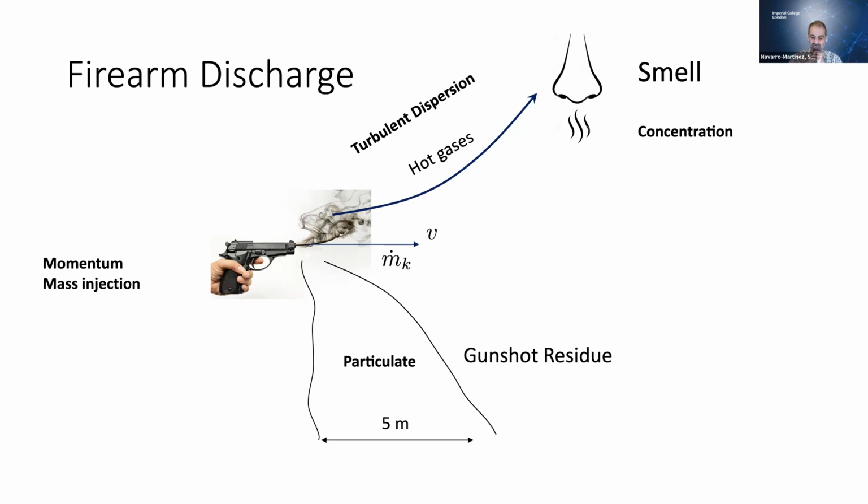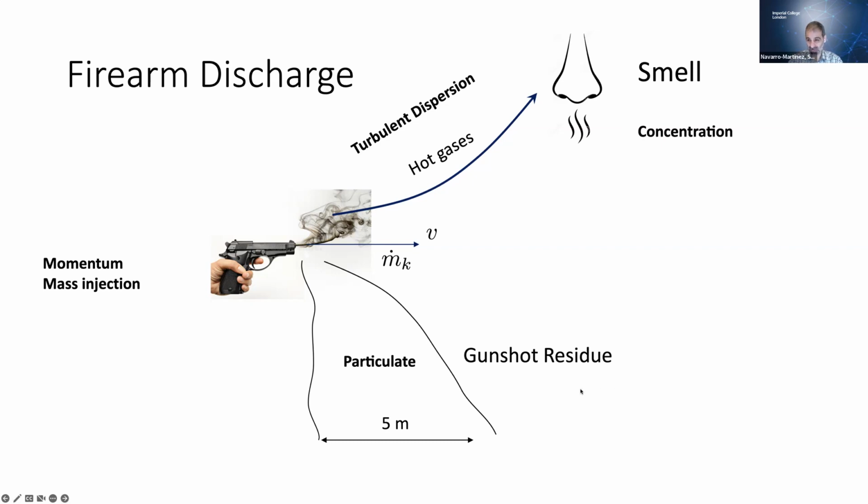Here basically is a sketch of the problem before we go into the equations. We do have the gun injecting mass and momentum. The bullet, we do not care about the bullet. The bullet goes faster and is up there. What we care about are the gases that are dispersed around the room, and then detected by a smell. So basically, we are looking at concentration, measuring concentration.